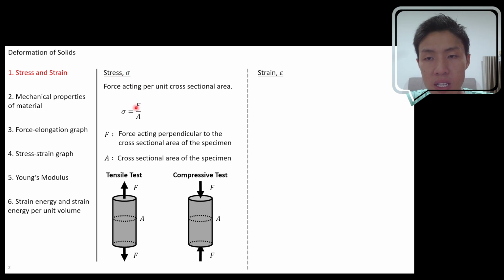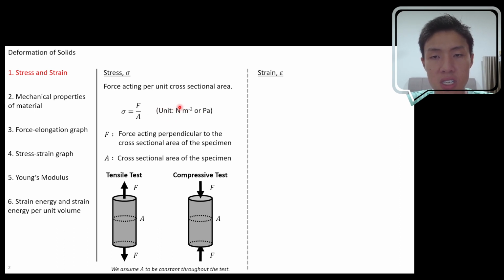The unit here: force is Newton, area is meter square. So force in Newton divided by area in meter square, you get Newton per meter square. So we can say that the unit is Newton per meter square, and it's equivalent to Pascal. So 1 Newton per meter square is equivalent to 1 Pascal. These units are interchangeable.